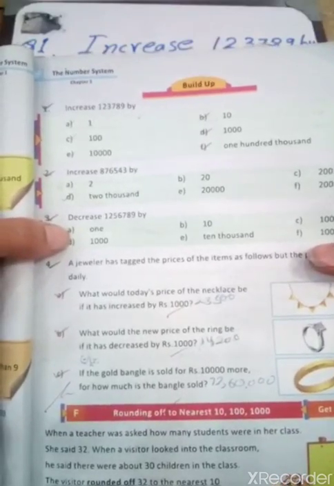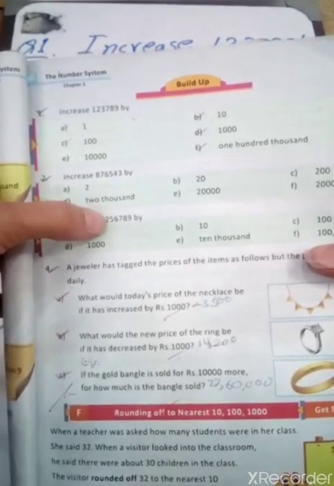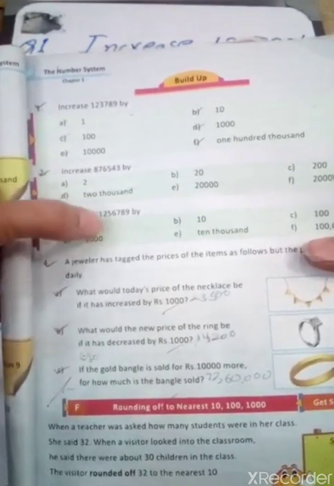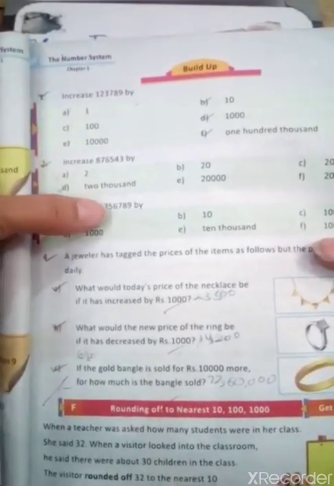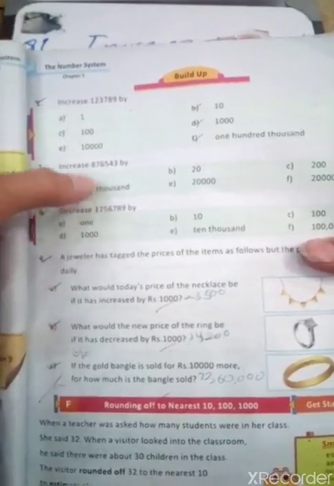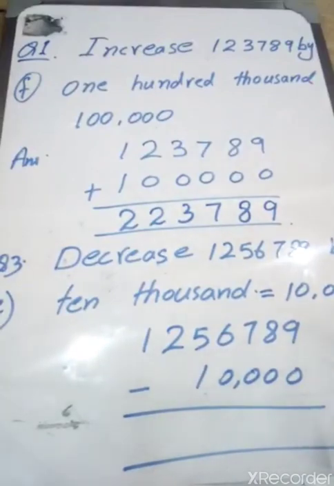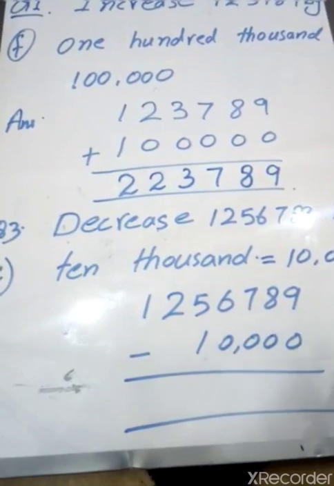Decrease means to make that number less by 1, subtract 1 from that number or subtract 1000 from that number. This is called decrease. It means to make that number less by 1000 or less by 10,000, whatever the question says. Here is our decrease example in front of you.